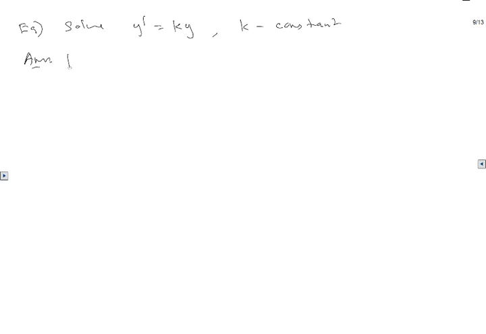First note that y equals 0 is a solution. Why? Since if you take the derivative, y prime equals 0, so if you plug in, it works. So y equals 0 is a solution because the derivative y prime equals 0.